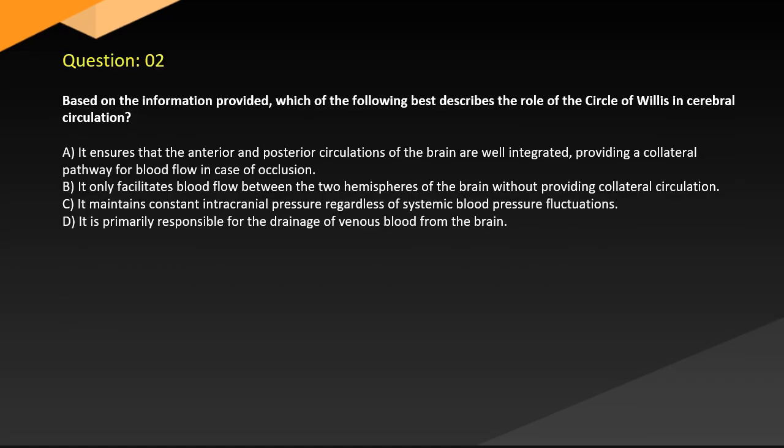Question 2. Based on the information provided, which of the following best describes the role of the circle of Willis in cerebral circulation? A. Ensures that the anterior and posterior circulations of the brain are well integrated, providing a collateral pathway for blood flow in case of occlusion. B. It only facilitates blood flow between the two hemispheres of the brain without providing collateral circulation. C. It maintains constant intracranial pressure regardless of systemic blood pressure fluctuations. D. It is primarily responsible for the drainage of venous blood from the brain.